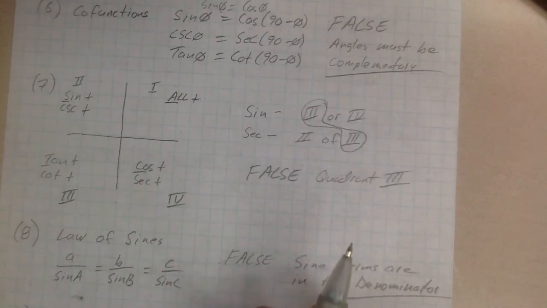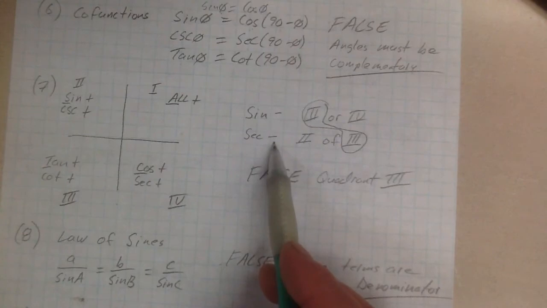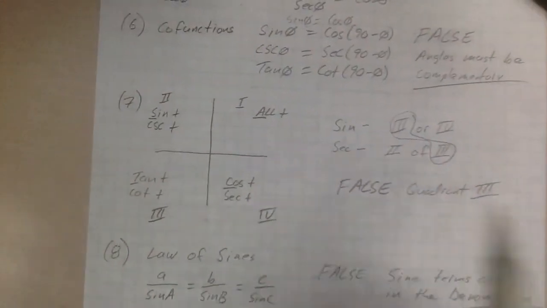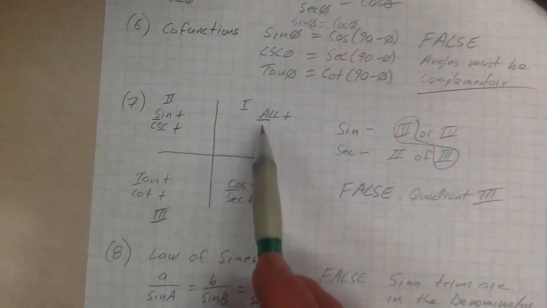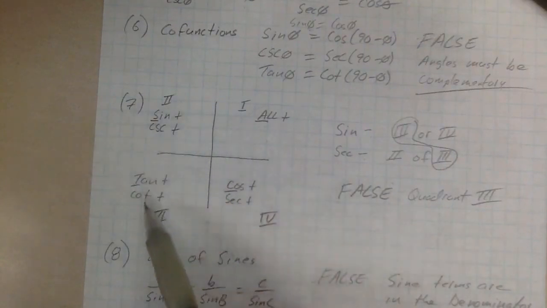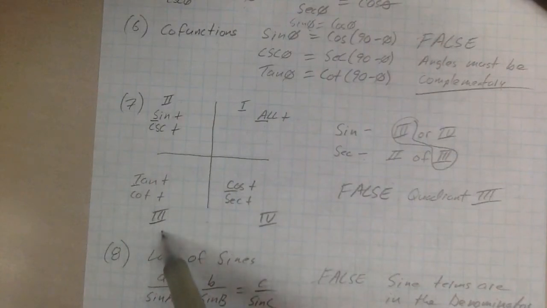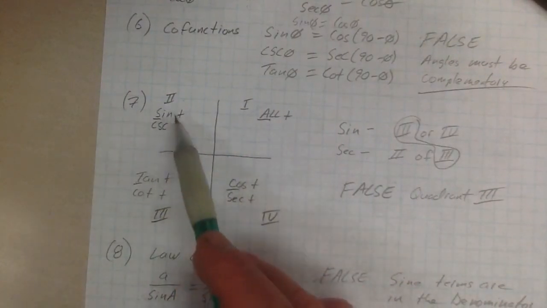All right, let's look at number 7. Number 7 gives us sine is negative and secant is negative. What quadrant am I in? Well, we have to remember: All Students Take Calculus, or A Smart Trig Class. All of my trig functions are positive in quadrant 1. The sine and cosecant are positive in quadrant 2. Tangent and cotangent are positive in quadrant 3. Cosine and secant are positive in quadrant 4.